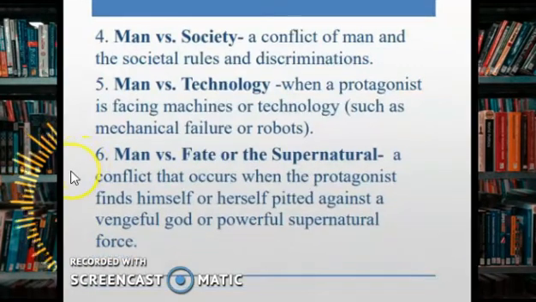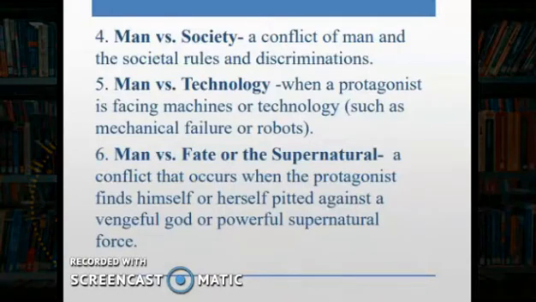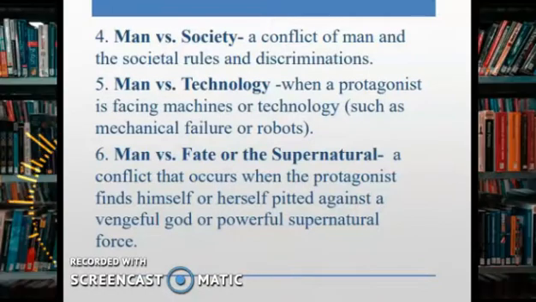Next, we have man versus technology, in which this conflict arises between the protagonist and the machines. Examples for this type of conflict are the movies Modern Times, Christine, The Lives of Others, Alphaville, The Terminator, and The Decoder. And there are a lot more movies which have this kind of conflict as well.